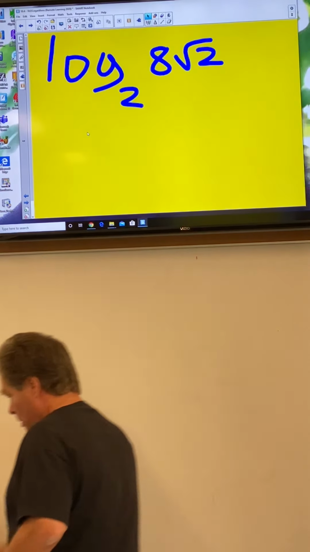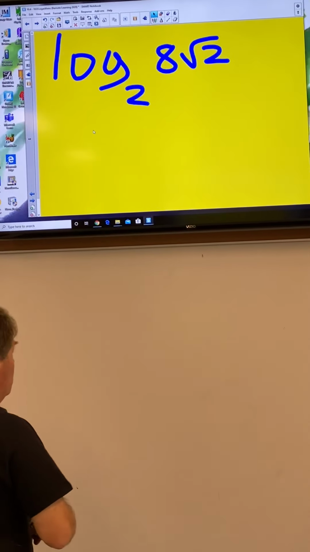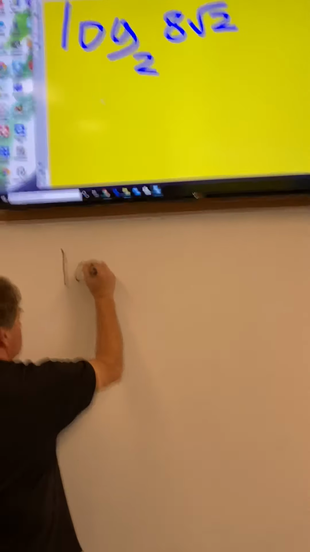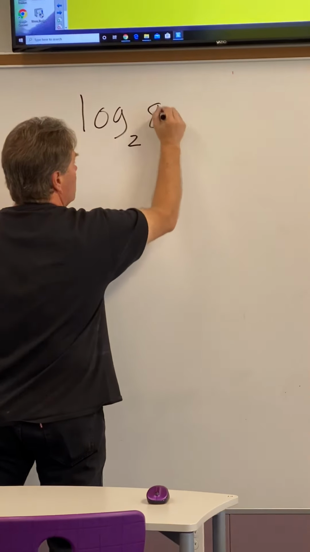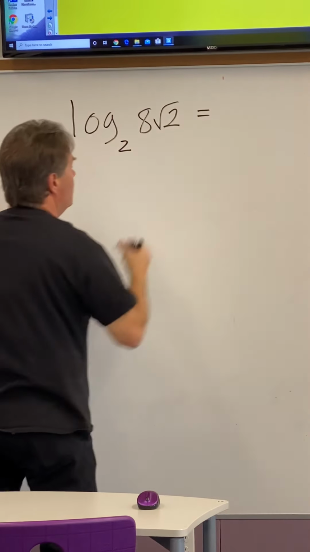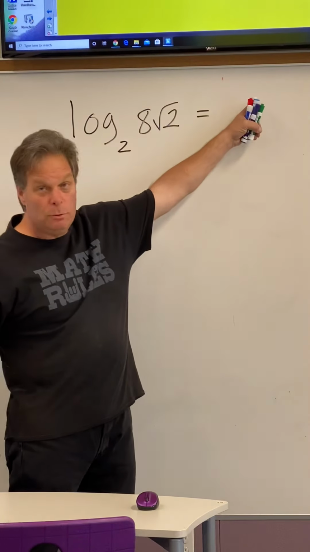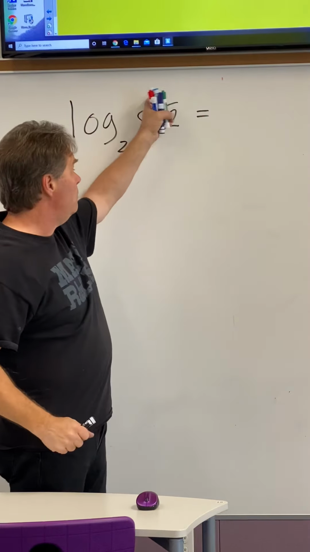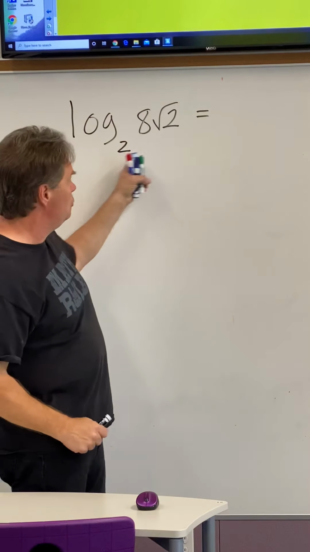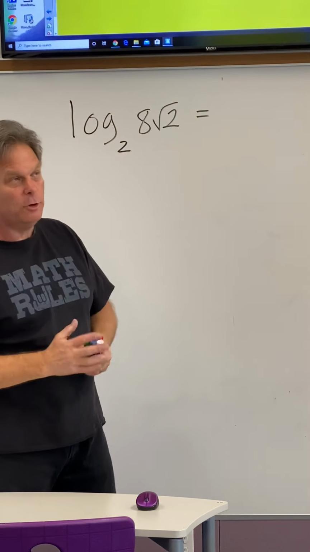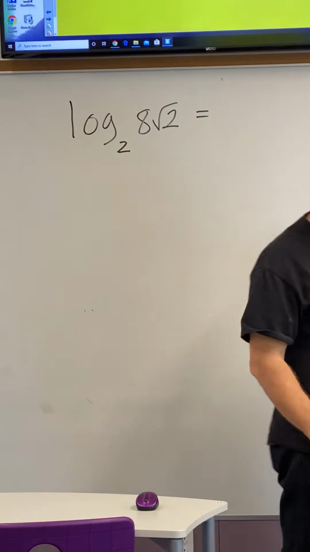Okay. So we've got log base 2 of 8 root 2. Now what does that mean? That means what power do you have to raise 2 to get 8 root 2 for an answer? That's the question. 2 to what power gives you 8 root 2 for an answer, okay? So I'm going to show you how we solve.